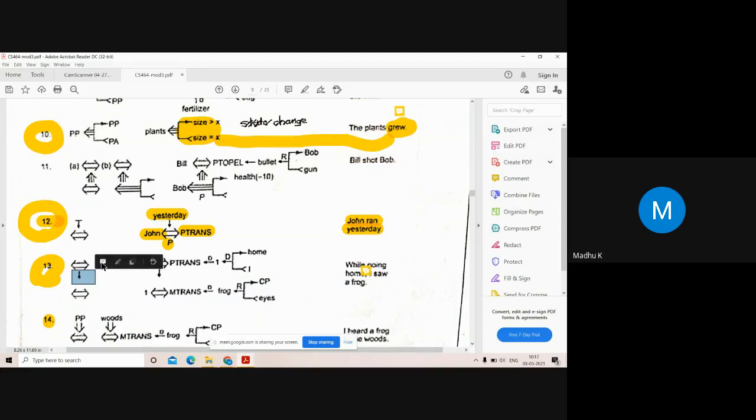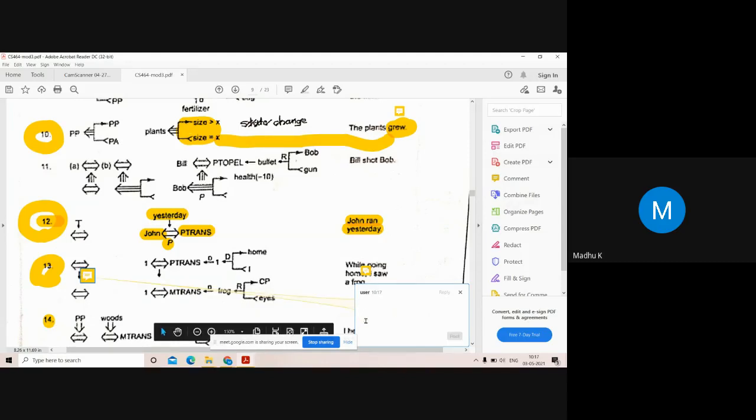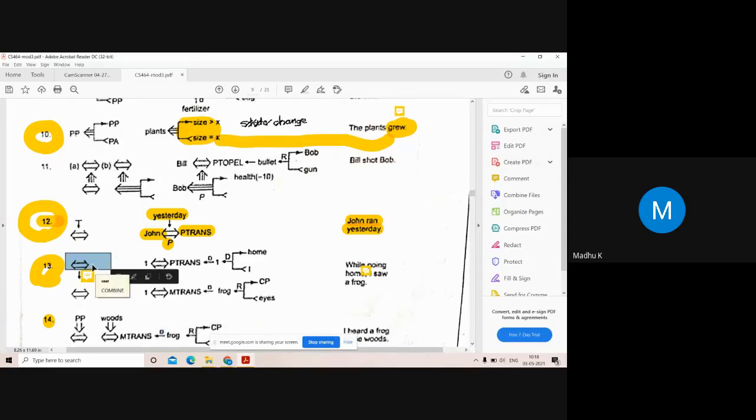So in order to combine the two sentences, I'm using this concept, combine. I want to combine two sentences. So first, I want to produce a conceptual dependency corresponding to a sentence. Then I want to create a conceptual dependency corresponding to another sentence. Then I will combine both using this arrow mark. So this is the first case.